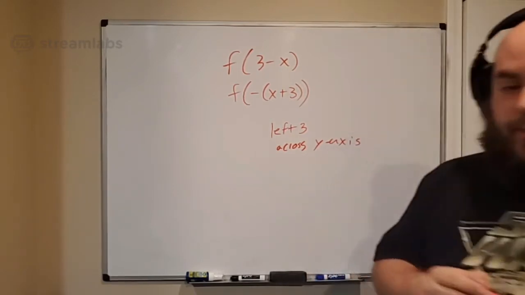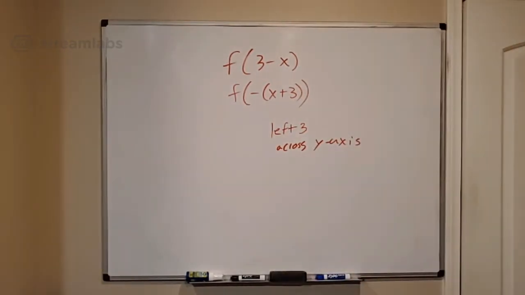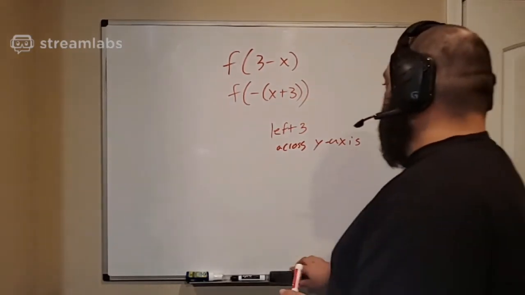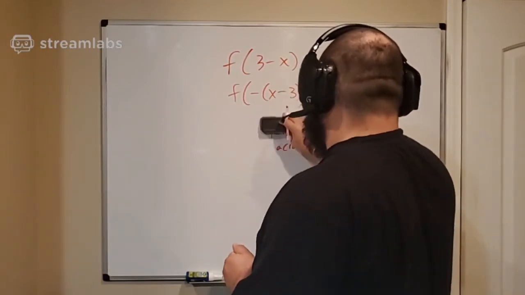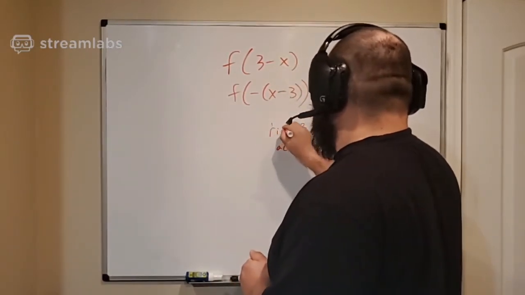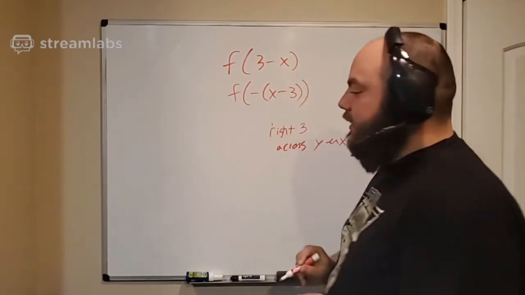Wouldn't it be x minus 3? Yeah. So that's a shift right of 3. Remember, your x's are always backwards, so minus 3 looks left, but it's actually right. Thank you, Deborah.